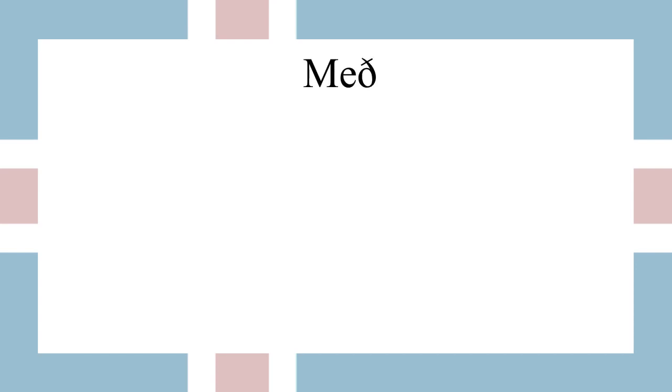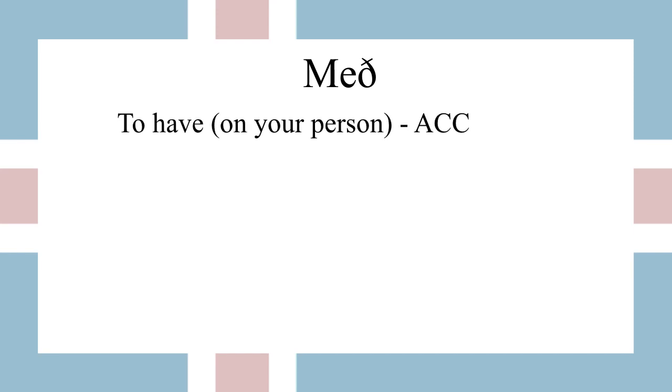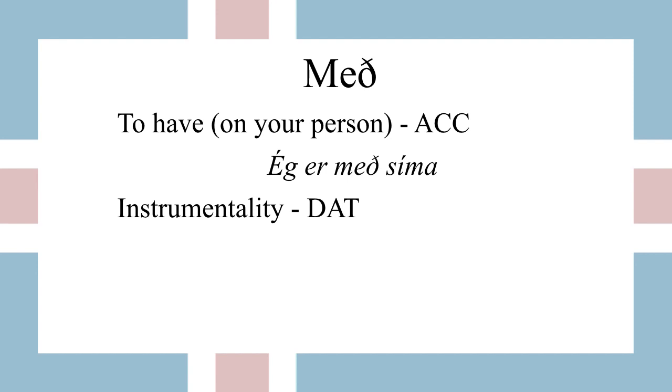Just some examples. So for með, for example, to have on your person when you use með, for example, ég er með síma, it takes the accusative, and that means I have a phone on me. And it takes accusative. There's no really saying why, it just does. When you're talking about instrumentality, it takes dative. This means that you're doing something by the means of something else. For example, ég skrifa með blýanti, which means I write with a pencil. We use dative when we use that form of með.